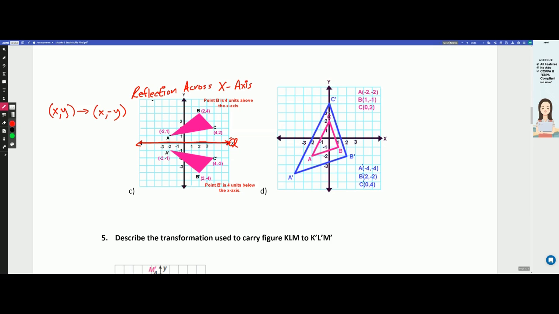Now, if you look at part D, we had a pink triangle, ABC, and it blew up into a blue triangle, and it was much bigger, twice as big. So this is actually a dilation, and a dilation does not preserve rigid motion.